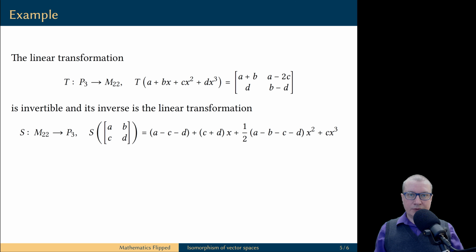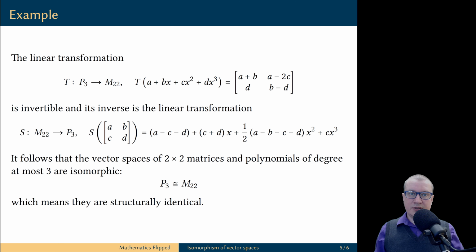Here is an example of two isomorphic vector spaces. We have this linear transformation T that goes from the vector space of polynomials of degree at most 3 into the vector space of matrices of size 2 by 2. In a previous video we saw that this linear transformation is invertible, and the inverse linear transformation S from the vector space of matrices to the vector space of polynomials is given by this formula. This means that the vector spaces of polynomials of degree at most 3 and 2 by 2 matrices are isomorphic. In other words, they have an identical structure as vector spaces.